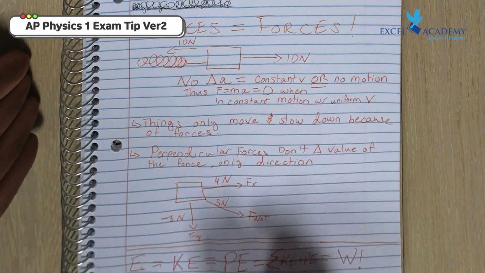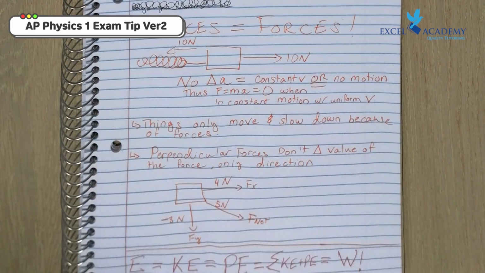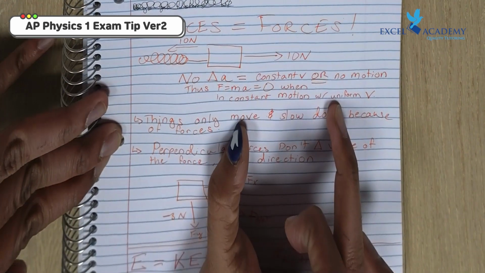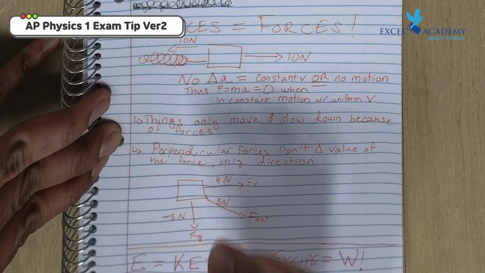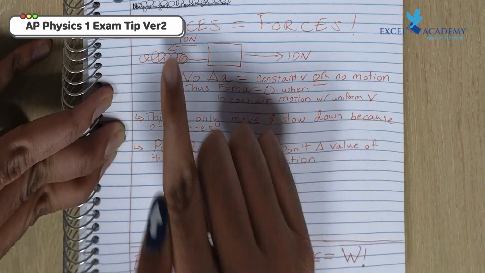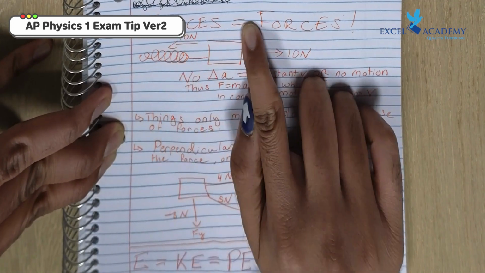Another thing you should remember is that things only move and slow down because of forces. Once we have that basis set, if you see any time in an equation something is slowing down to a stop or speeding up, that is because a force is applied. Once you have that applied, you can really easily quickly go forces equal forces.